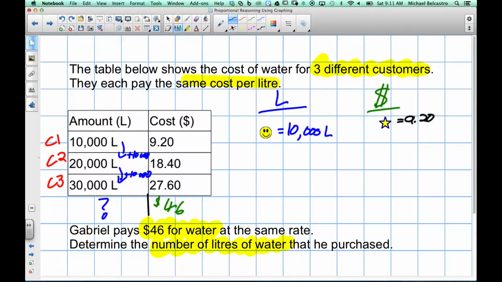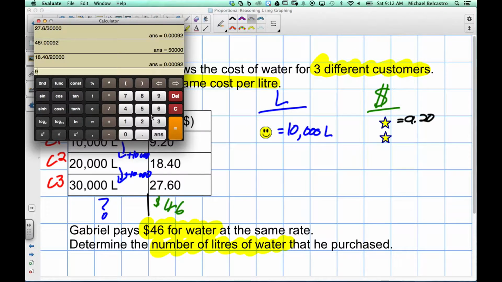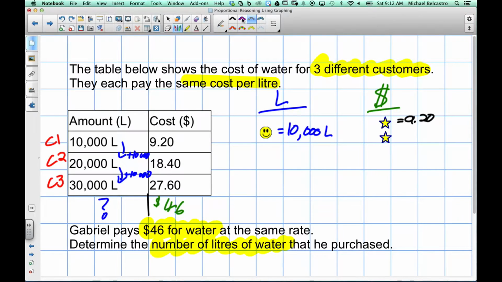So if I were to put 2 stars in this place, let's say I put an extra star here. That means I'd have to split 920 into 2. So I'd have to take 9.20 and divide it by the number 2. 9.2 divided by 2 equals $4.60. Now that is actually a really good value for us.